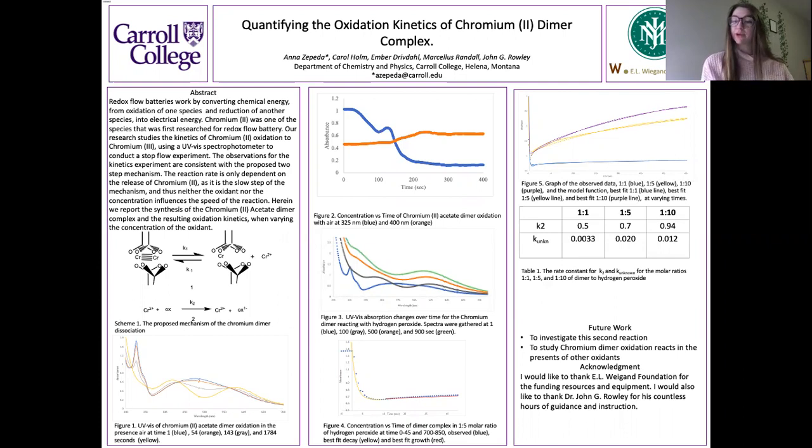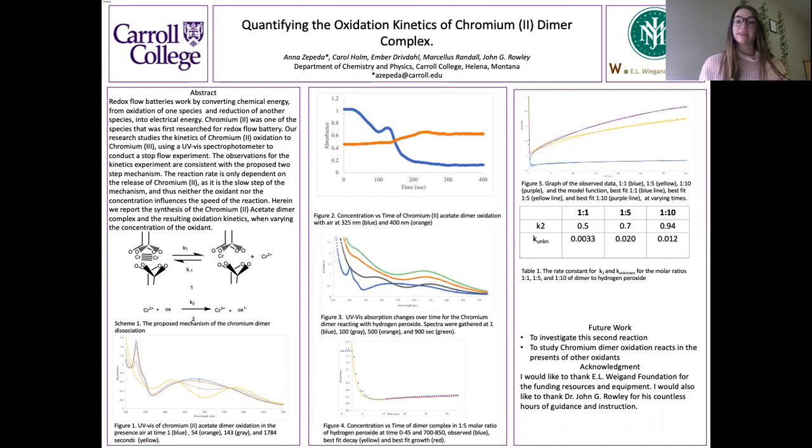Redox flow batteries work by converting chemical energy of the oxidation of one species and the reduction of another to electrical energy. So we're able to store energy in these redox flow batteries. But an issue that arises with redox flow batteries is there's a membrane that is separating these two species, and crossing over will occur, and then cross-contamination, and this will ruin the battery.